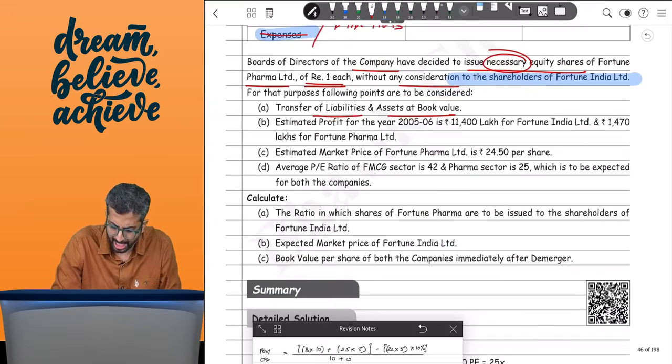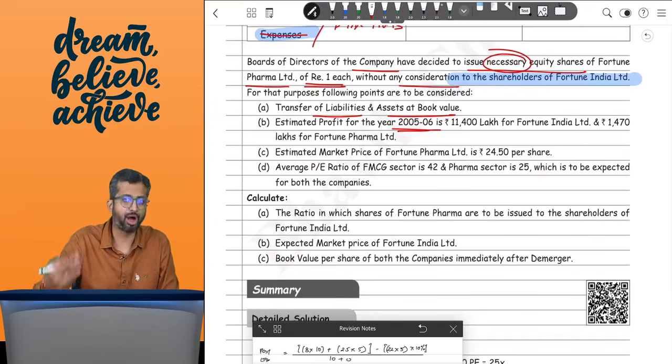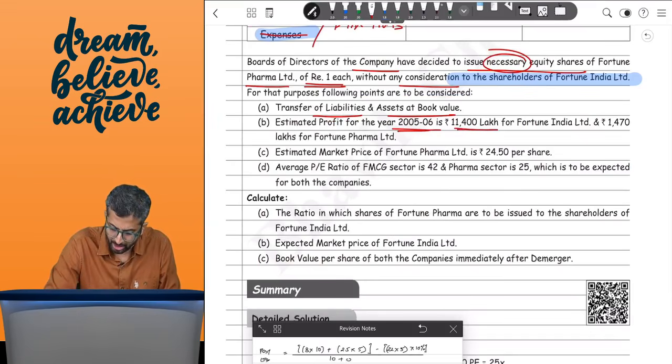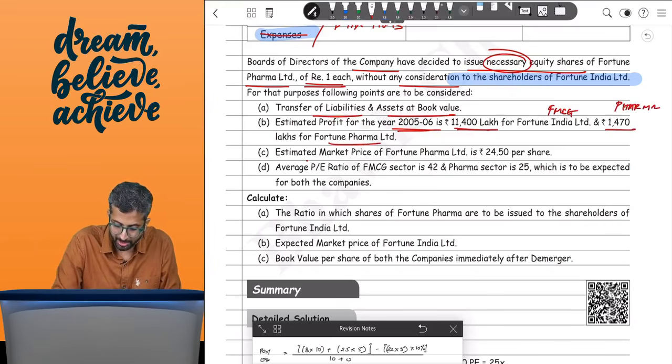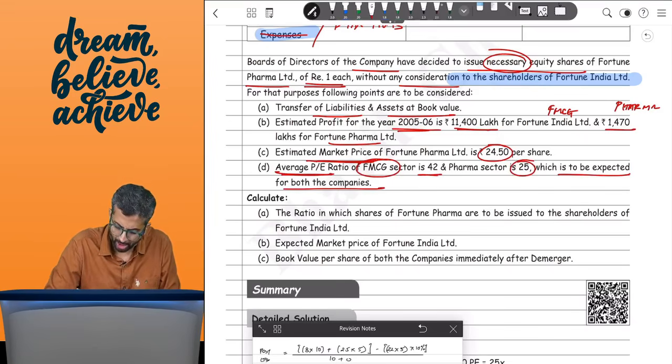For this purpose, the following points are to be considered: transfer of assets and liabilities at book value, estimated profit for the year. Remember, this is after the demerger, is 11,400 for Fortune India. This must be for the FMCG business, and 1,470 for Fortune Pharma, which must be for the pharma business. Estimated market price of Fortune Pharma is 24.5. And the average PE ratio of the FMCG sector is 42 and pharma sector is 25, which is expected for both the companies. So you are given the PE ratio.